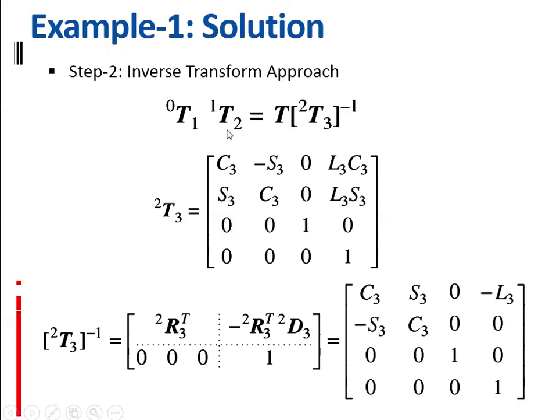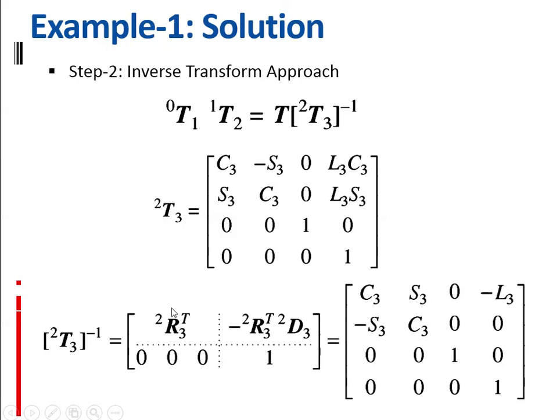That means this part is a function of theta 1 and theta 2, and this part is a function of constants as well as theta 3. So now I have separated out these two terms. I know what 2T3 is, this one, and also we know that the inverse can be calculated using this formula.